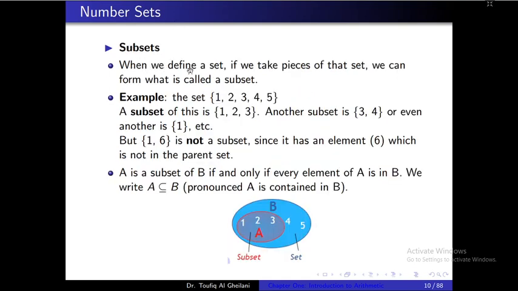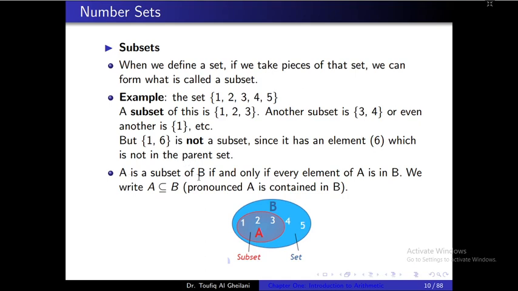Subsets. When we define a set, if we take pieces of that set, we can form what is called a subset. Example, the set 1, 2, 3, 4, 5. A subset of this one could be 1, 2, 3. Another subset could be 3, 4. Or even another subset, 1. But the set 1 and 6 is not a subset of this set. Why? Since it has an element, 6, that is not included in the parent or original set.